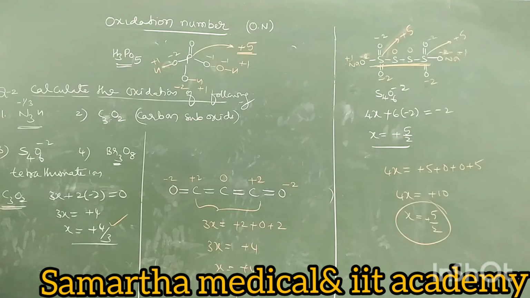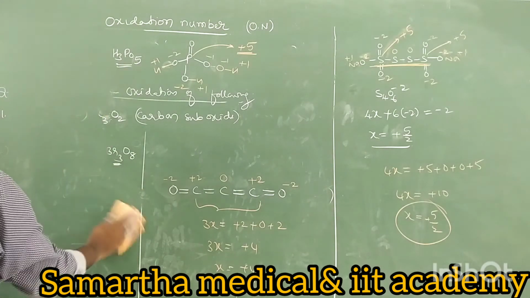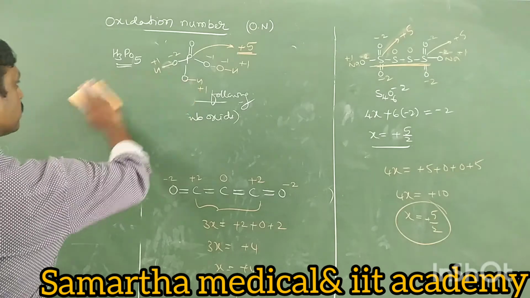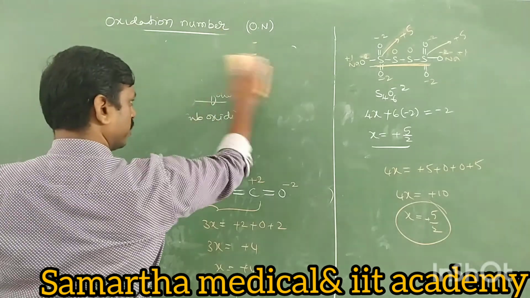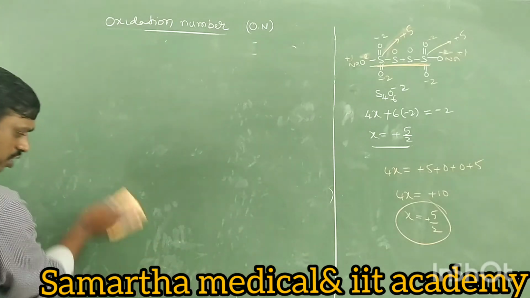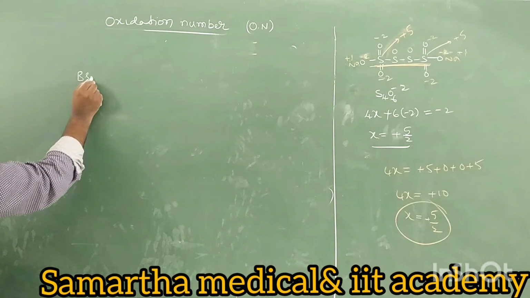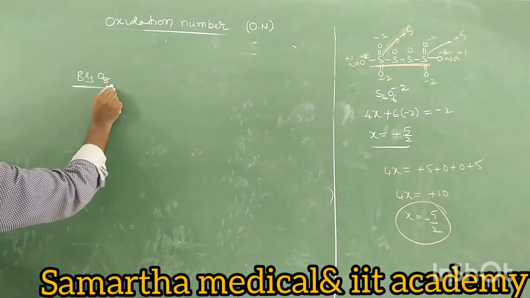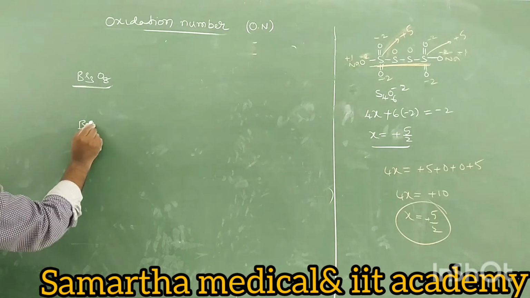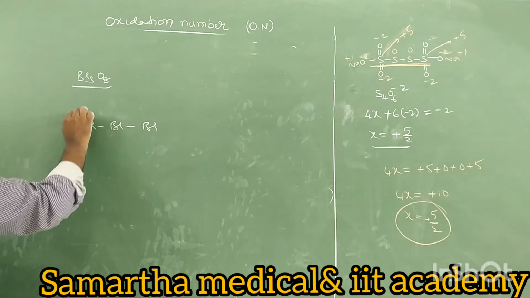Okay, last one is Br3O8. See, we are discussing all different examples, not routine ones you can simply calculate. These are only different. Br3O8. There are 3 bromine, 1, 2, 3, right?